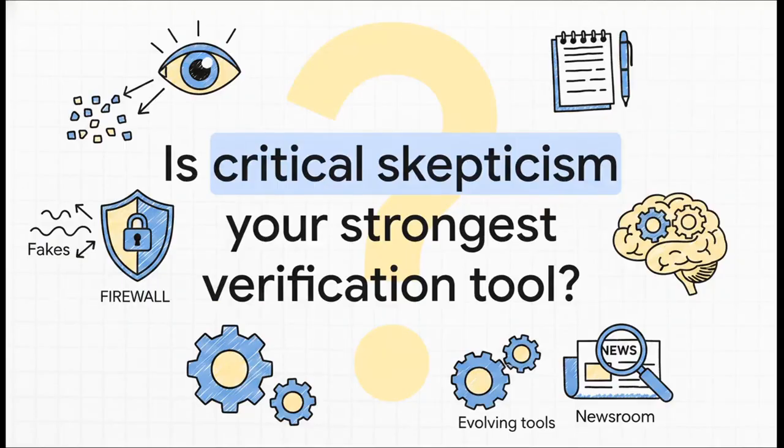So I'm going to leave you with this provocative thought to chew on. In an era of practically perfect algorithmic fakes, your own human skepticism is the ultimate firewall. As these tools get smarter and faster, how are you going to ensure your journalistic judgment stays one step ahead of the machine?